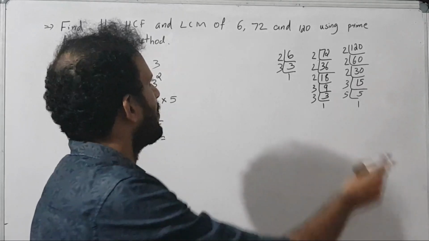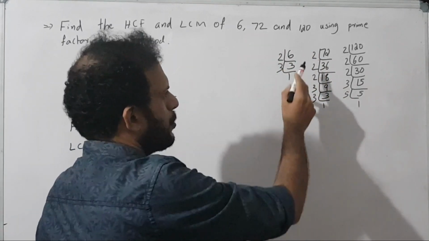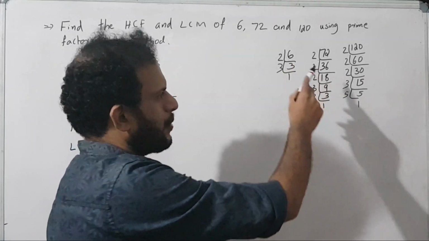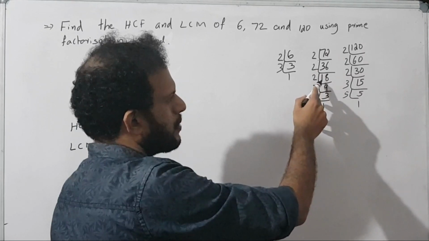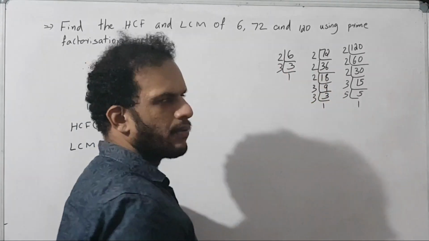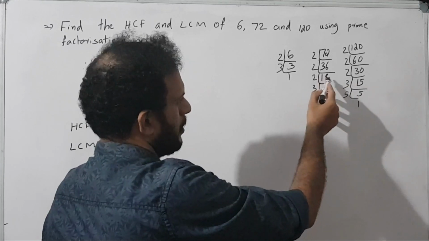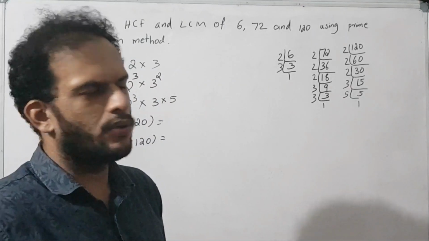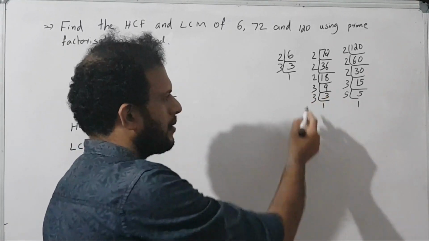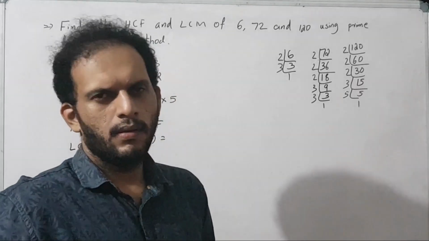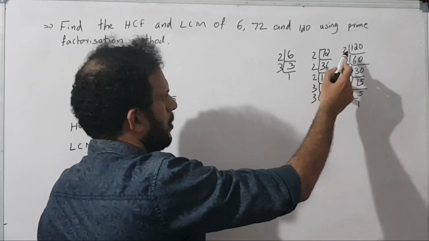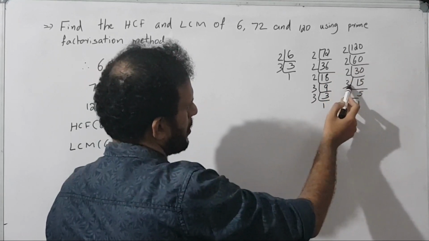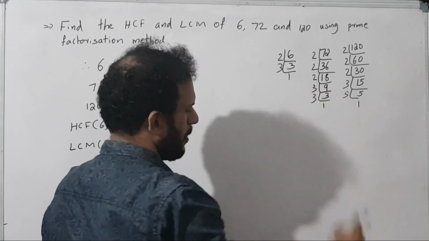The next, we want to factorize 72. Starting from 2: 2 into 72 is 36, then again 2 gives 18, then 2 gives 9. Then 2 is not possible, so we choose 3: 3 times 3 is 9, then 3, 1. The next, 120: 2 gives 60, again 2 gives 30, again 2 gives 15, then 3 gives 5, then 5, 1.